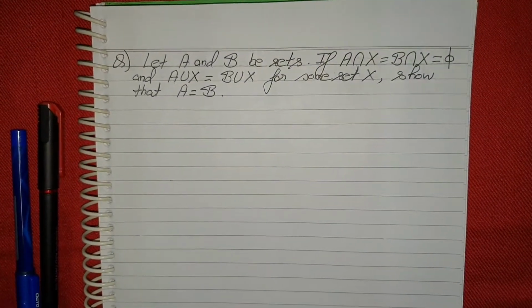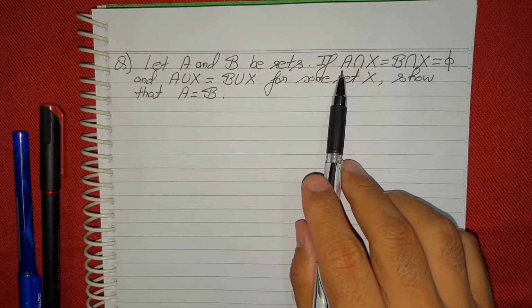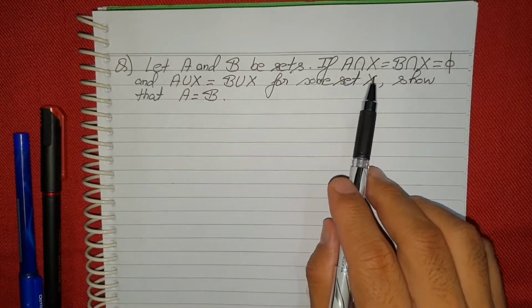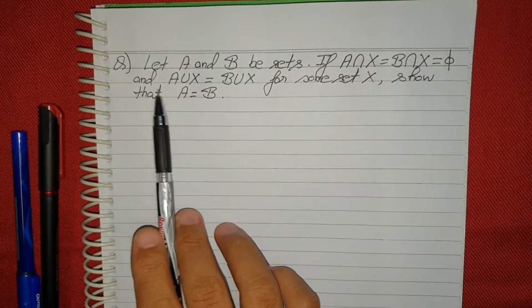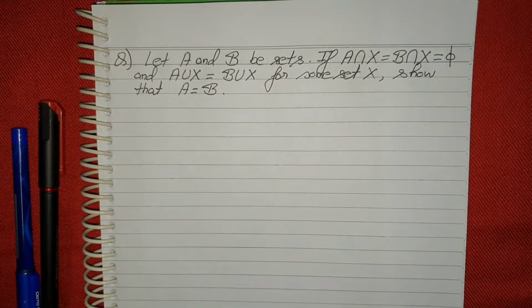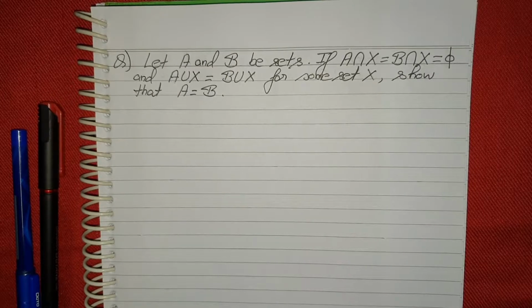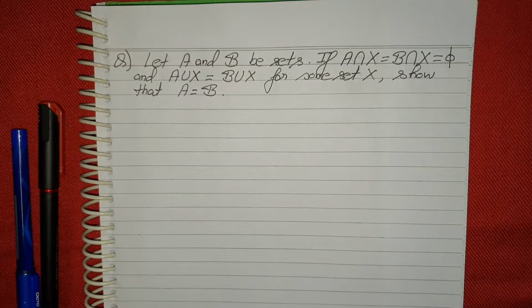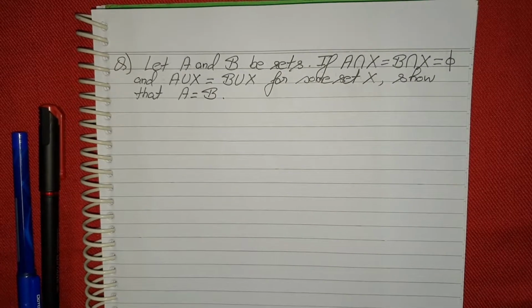Okay, our next question: let A and B be sets such that A intersection X equals B intersection X, that is equal to phi, and A union X equals B union X for some set X. Show that A equals B. Now here also we will use the same concept, that two sets are equal when they are subsets of each other. So now, solution.